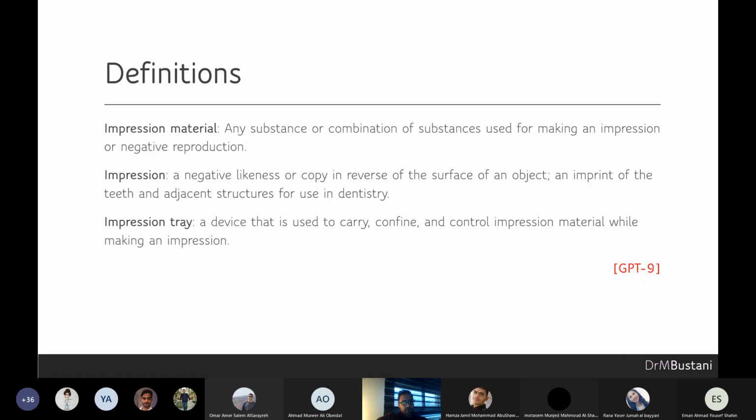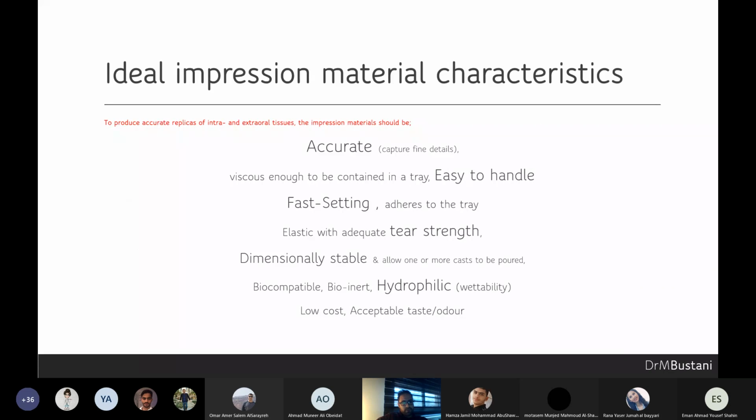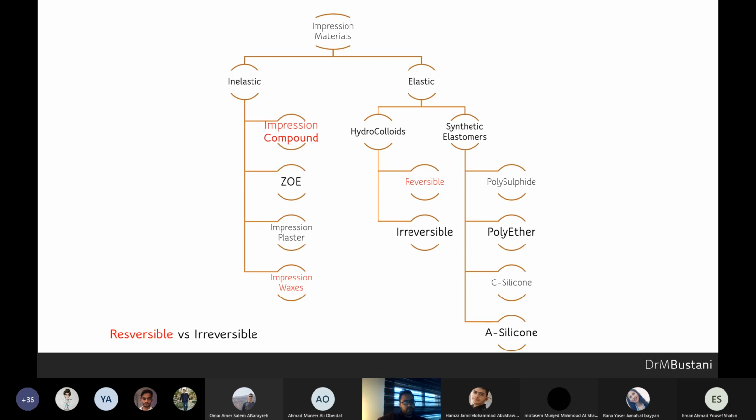No? All right. Definitions, there is no need to go through them. The ideal material should be, we said, accurate, viscous enough to stay within the tray, but very flowy to capture all the details. It should be easy to handle, fast setting, and with adequate working time. It should adhere to the tray. It should be, when it sets, elastic with adequate tear strength, and it should be dimensionally stable and preferably able to be poured multiple times. It should be hydrophilic and with low cost and acceptable taste and odor. We went through this in detail.